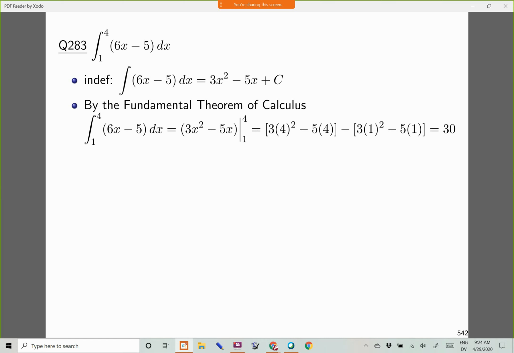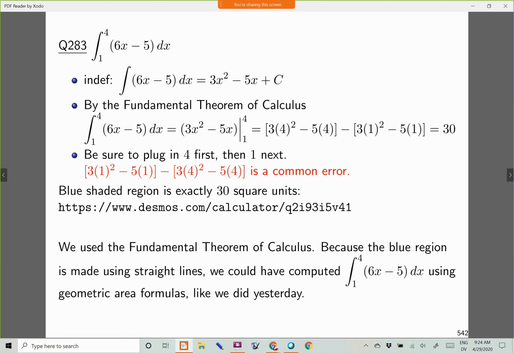The warning I want to talk about this time: we're done with the problem, but sometimes people take this part and that part and accidentally swap the two. So please don't do that, right? Be sure to plug in the upper number, in this case 4, first, and then plug in 1 next. If you accidentally swap the two things in the square brackets, you'll end up with what's shown in red, which is an error. It's a common error, a different kind of error to discuss than for the other problems. We already mentioned this early on, but it's worth mentioning again. So please be careful not to swap these.